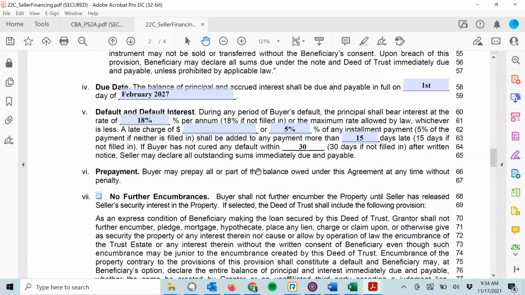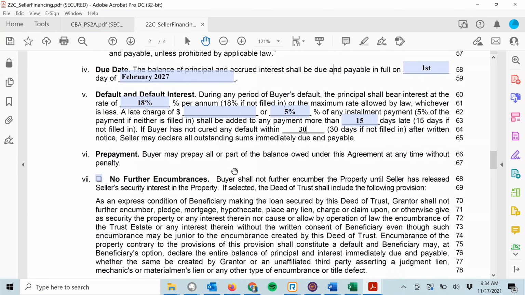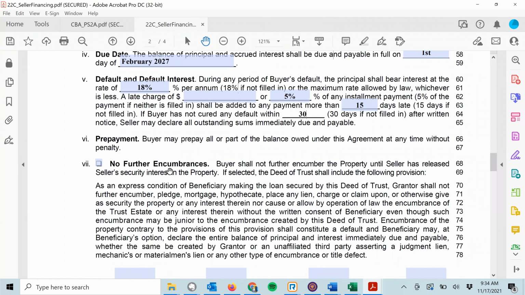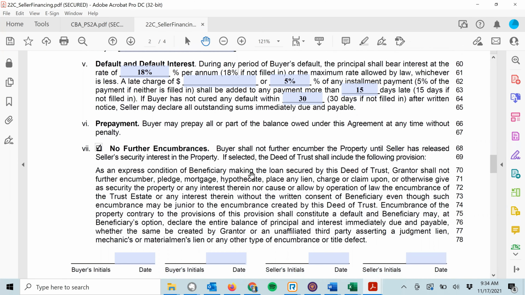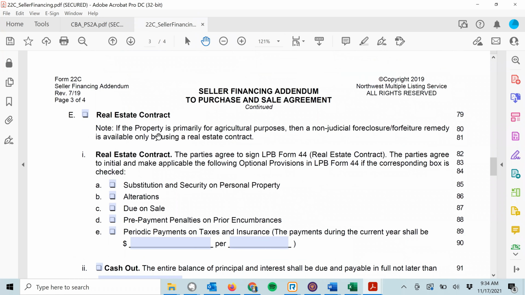Paragraph 6, buyer can prepay at any time, right? That's part of the Dodd-Frank rules. You can't have prepayment penalties any longer. No further encumbrances. So this is a checkbox because there might be a reason why the buyer and seller have already talked about the buyer's going to go get a home equity line of credit, let's say, or a line of credit to run the restaurant. But if they haven't had that conversation, the seller would prefer that they not erode the equity further by getting another deed of trust, right?